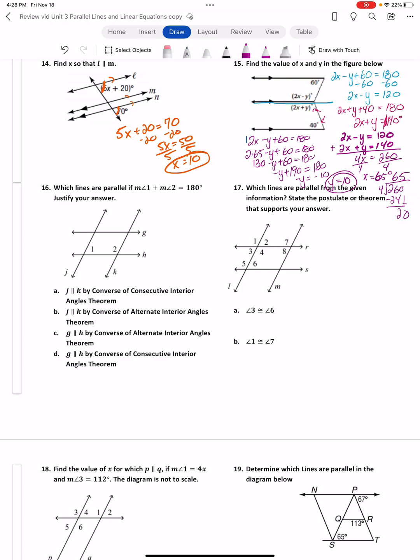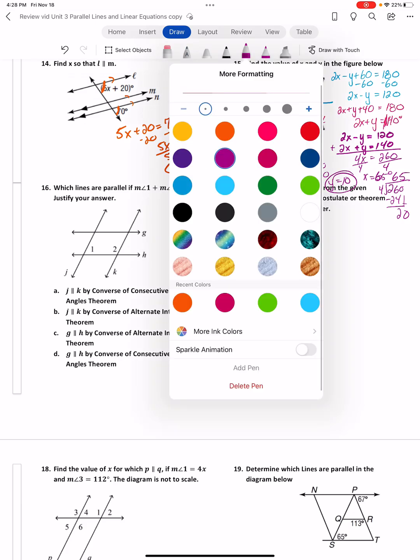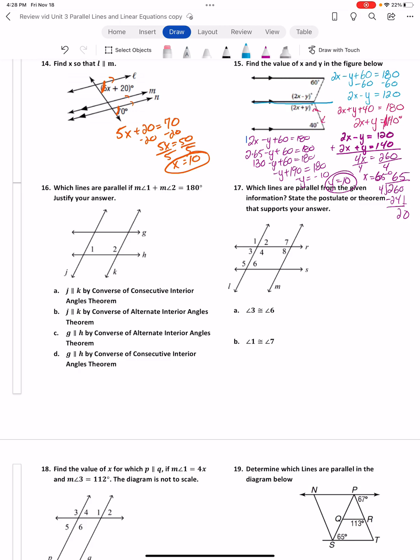Y is equal to 10. So that was a super tough problem. The idea is there. You need to make sure the consecutive angles are supplementary, but I did not put one that difficult on this test. So which lines are parallel if the measure of angle 1 plus the measure of angle 2 is 180? These are consecutive interior angles, so it would have to be J and K. And it ends up being A. So converse of consecutive interior angles theorem.